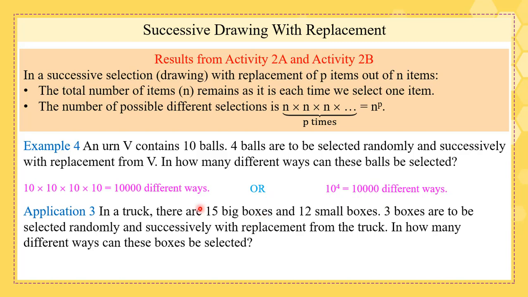Now let's see this application. In a truck, we have 15 big boxes and 12 small boxes. 3 boxes are to be selected randomly and successively with replacement from the truck. The question is to find the number of different ways. So pay attention, we have 27 boxes and we need to choose 3 boxes successively with the replacement. Try to do it alone. So the answer is 27 times 27 times 27, which is this quantity, or simply 27 to the power 3.